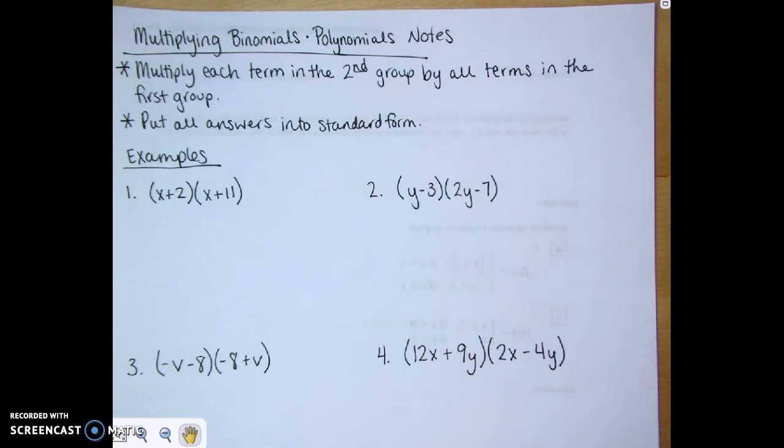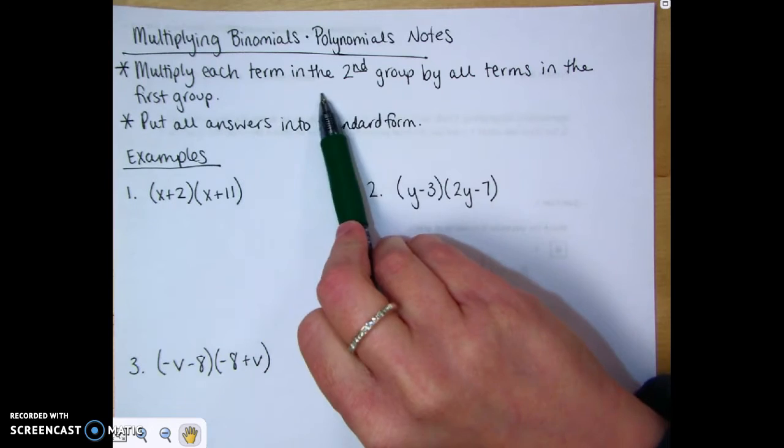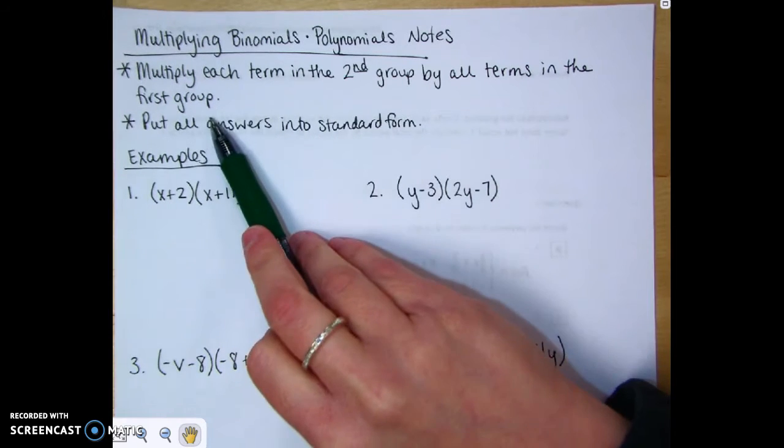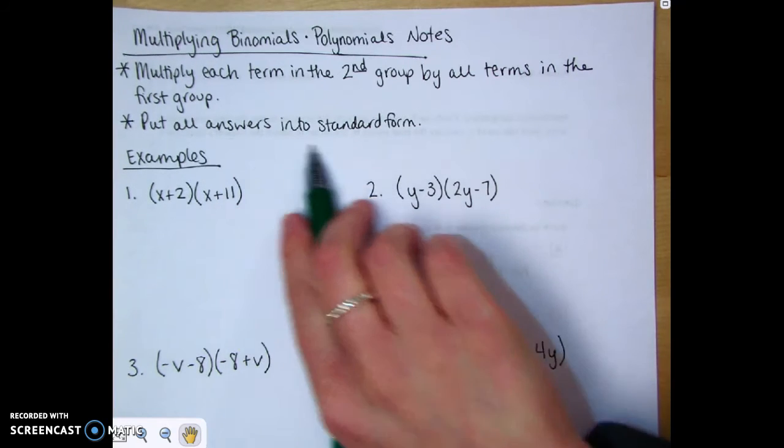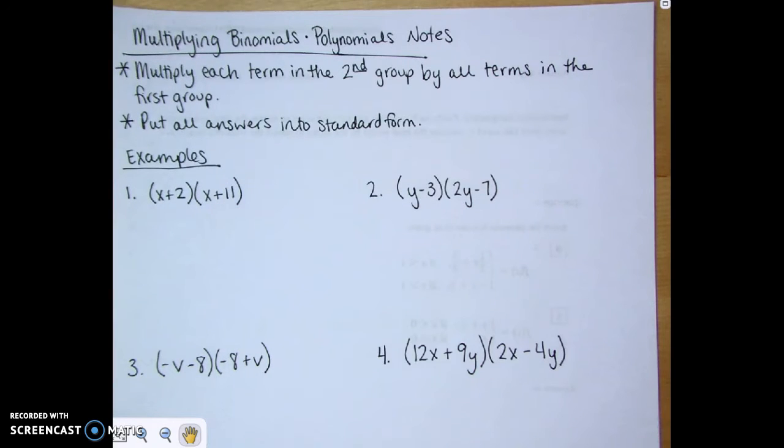So the rules here for this is you need to multiply each term in the second group by all the terms in the first group. Some of you last year might have learned the FOIL method, first, outer, inner, last. We don't really use that term anymore, but just as a refresher, some of you might remember that. And what's really important here is your answers must be in standard form. You will be combining like terms most likely on probably most of them actually. So let's go ahead and look at number 1.